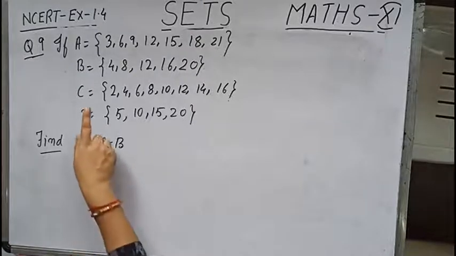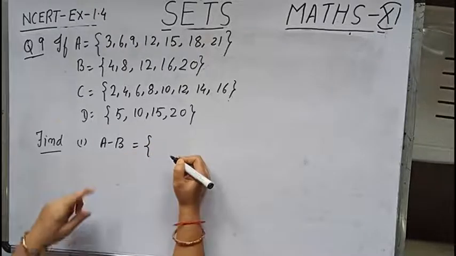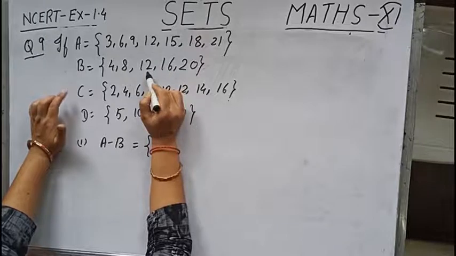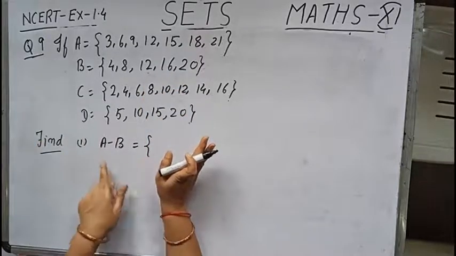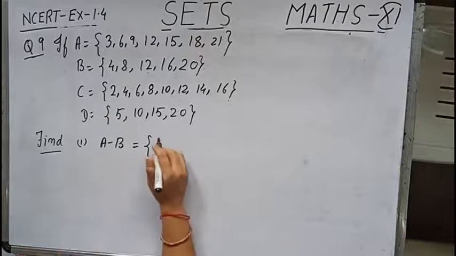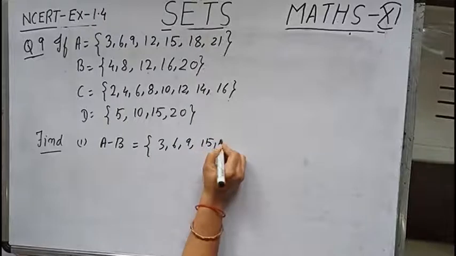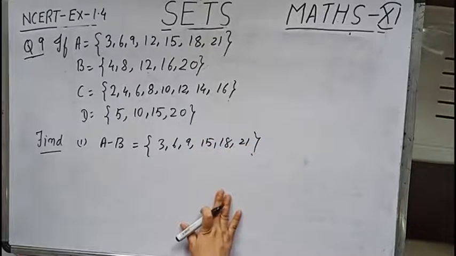So let us start over here, set A and set B. So A minus B will be equals to set containing, over here, this 12. We can say 12 is in B, so we will not be writing the element 12 in A minus B set. That is, A minus B will be equals to 3, 6, 9, 15, 18 and 21. I think children you understand.